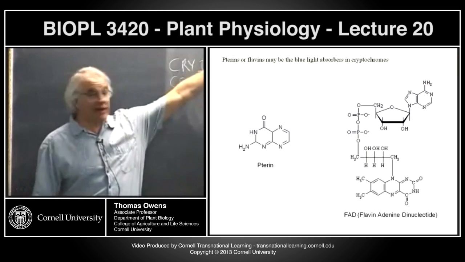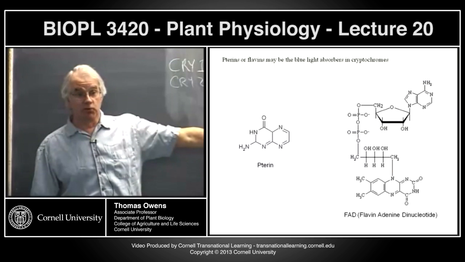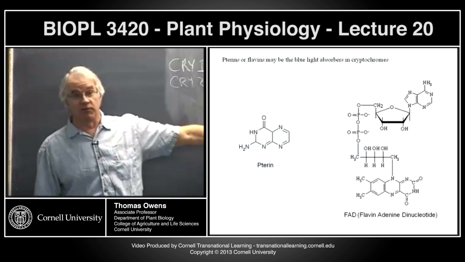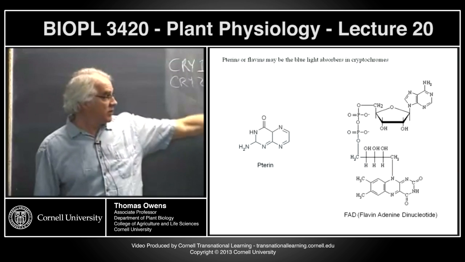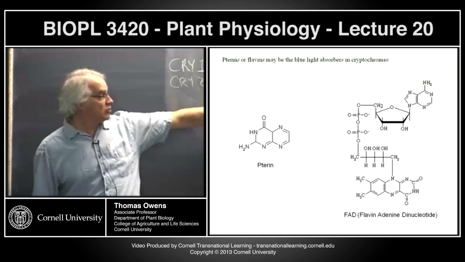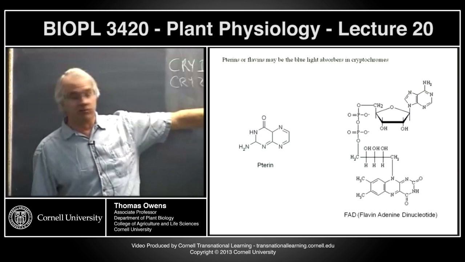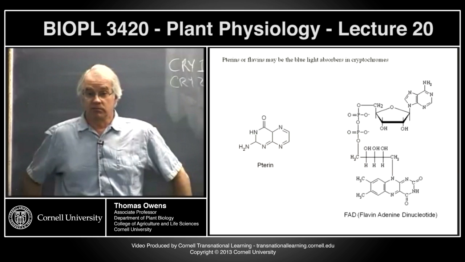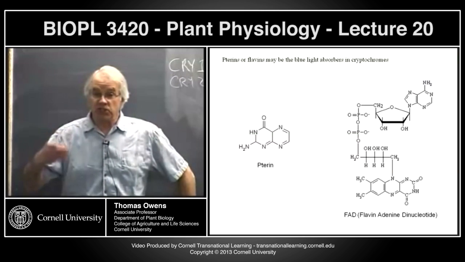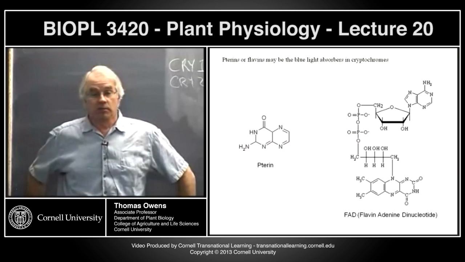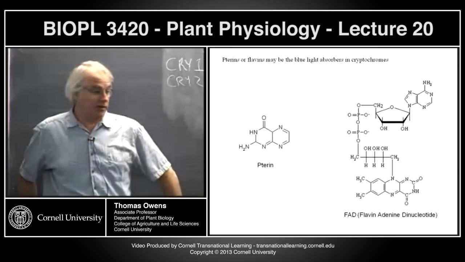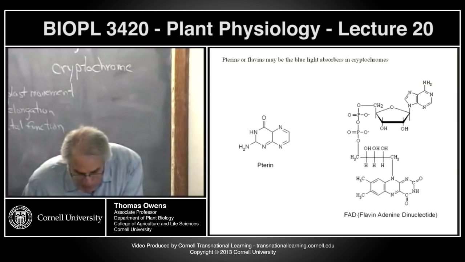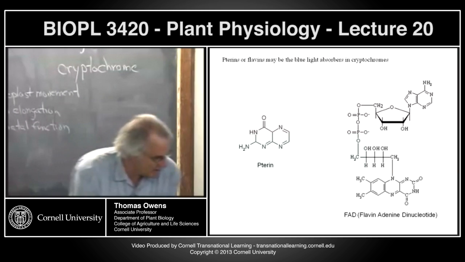Okay, so now we've got two classes of blue light receptors, but we still haven't accounted for stomatal function, right? We know less about the proteins and the absorbers of the phototropins than we do about the Cry1 and Cry2 mutants, right? We know that you can induce mutations in specific genes, but we don't know very much about the proteins and what they're interacting with yet. Okay, so we need to finish up by thinking about what's going on in stomates.